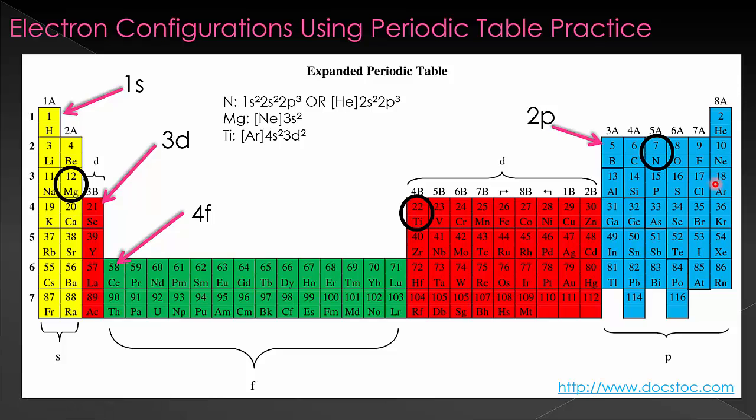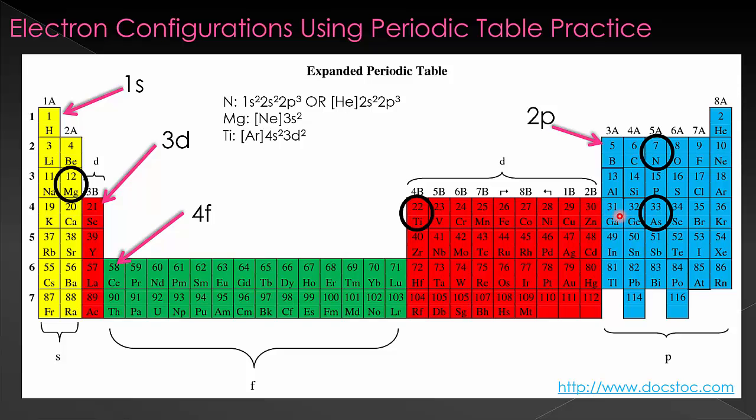So again, we start with the last noble gas, which is argon, and we fill in 4s1, 2, 3d, 1, 2. Now let's do arsenic. Let's start with the last noble gas, which is argon. We come over here, we have 4s1, 2, 3d, 1, 2, 3, 4, 5, 6, 7, 8, 9, 10.